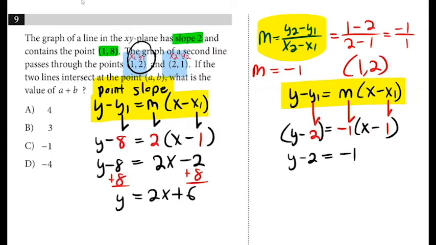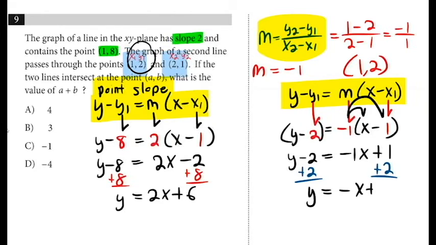That gives us negative 1x plus 1, because negative 1 times x is negative 1x, and negative 1 times negative 1 is plus 1. And now we can add 2 to both sides, and that'll give us y on the left and negative x plus 3 on the right. So the second line we were being given has an equation of y equals negative x plus 3.